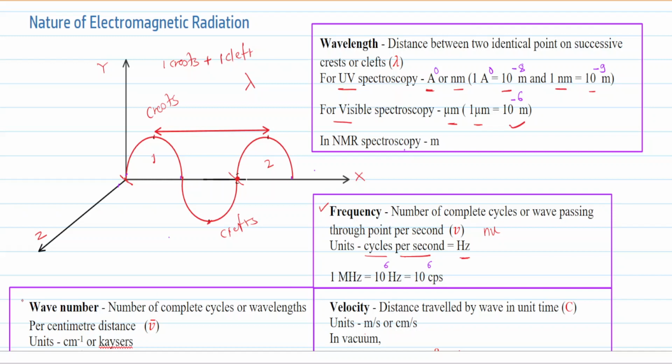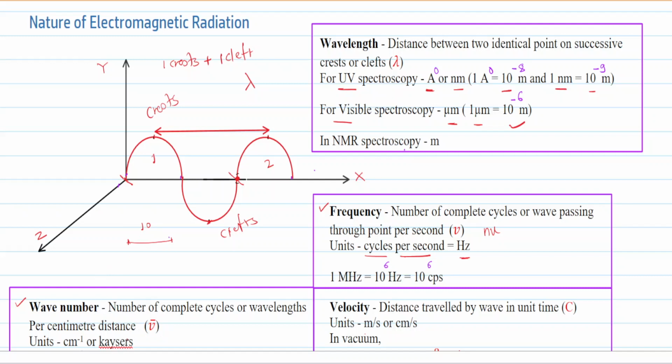Now the third characteristic is wave number. It is a simple one. It is nothing but the reciprocal of the wavelength. The definition of wave number is the number of complete cycles or wavelengths per centimeter distance. Suppose there is a 1 centimeter distance, and a wave has 10 complete cycles in it.